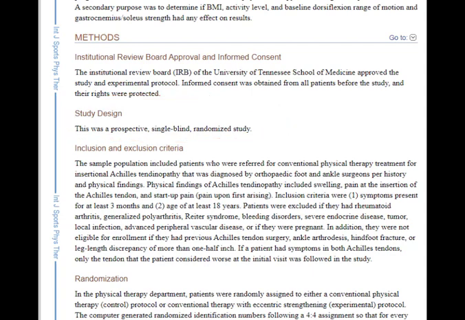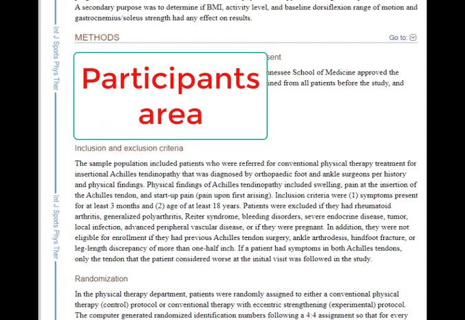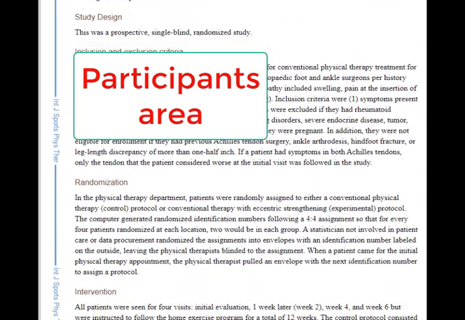Next, we get to the first subsection about the participants, which describes how the research population, the subjects, or the sample were selected, what type of sample, how many participants, and what are their important characteristics. Here it's listed as inclusion and exclusion criteria. Next, it tells us how they were allocated and randomized for this particular study.